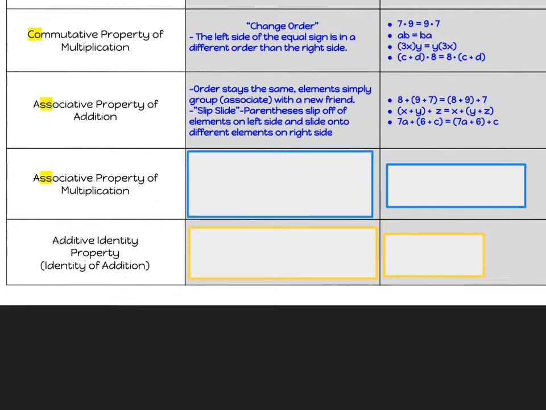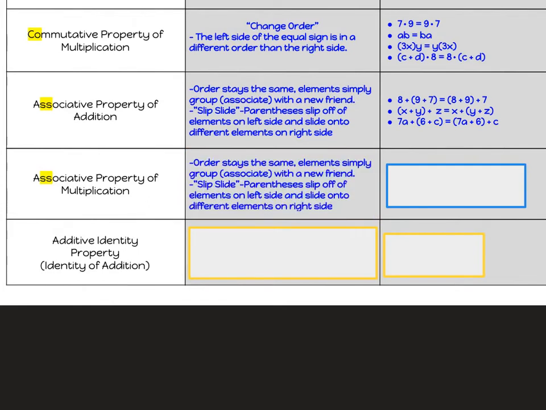Okay, so now let's see how the associative property applies to multiplication. Again, I want you to highlight or underline the two S's in the word associative. Even though the main idea may be similar, I still want you to write it because repetition helps you learn. Again, the terms are going to stay within the same order. However, the elements are going to group or associate with a new friend, so think of that slip and slide acronym. Now let's look at a few examples that deal with multiplication.